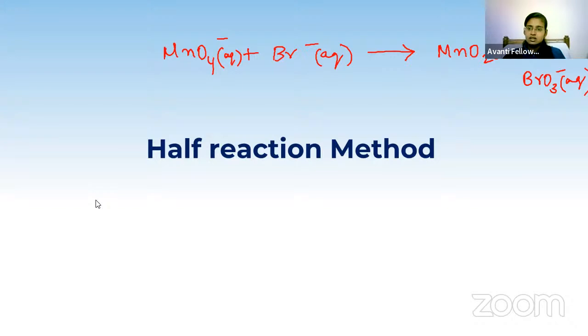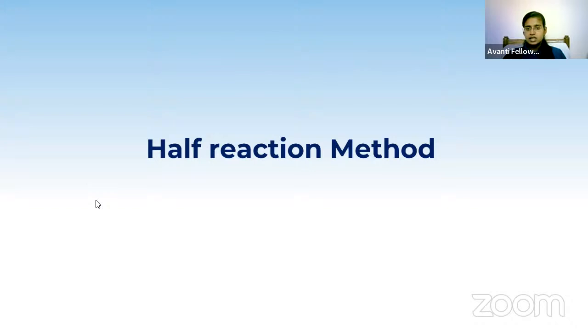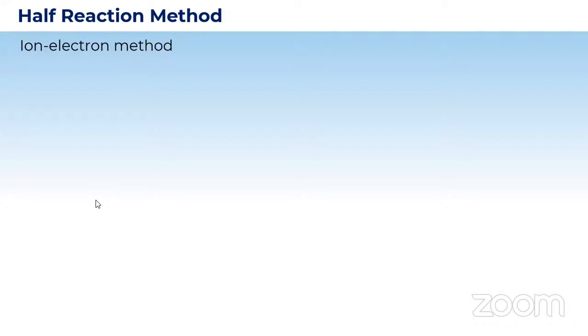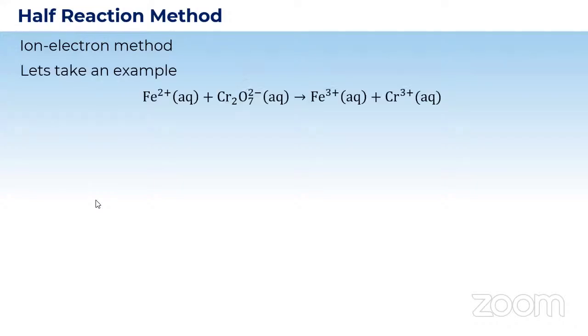Okay, good. So now let's go with the second type of method, which is half reaction method. We'll use half reaction method and try to balance the equation. This half reaction method is otherwise called as ion electron method. So let's take one example. Fe2 plus reacting with Cr2O7 2- to give Fe3 plus and Cr3 plus. This is the example taken to understand the half reaction method.